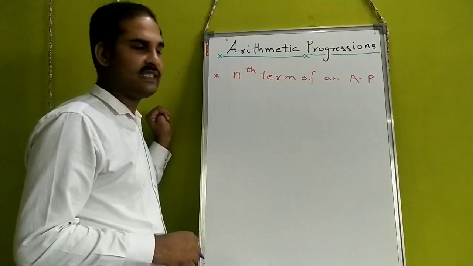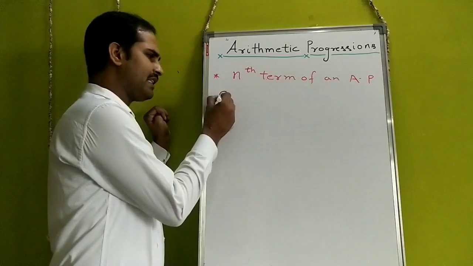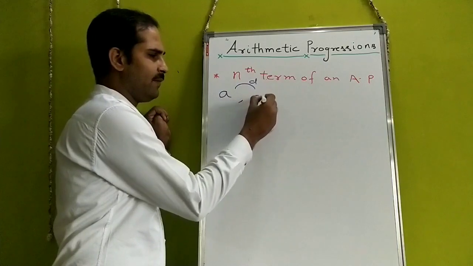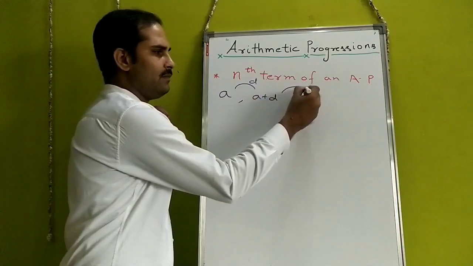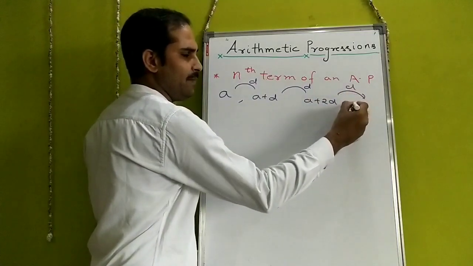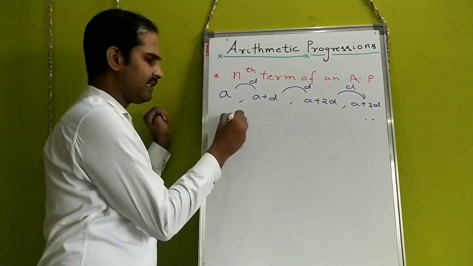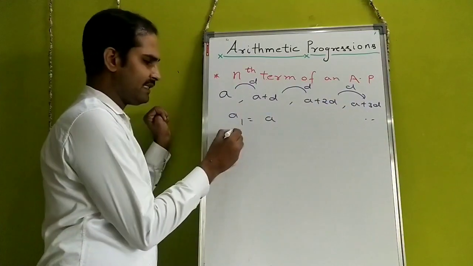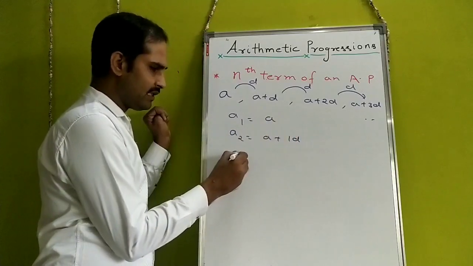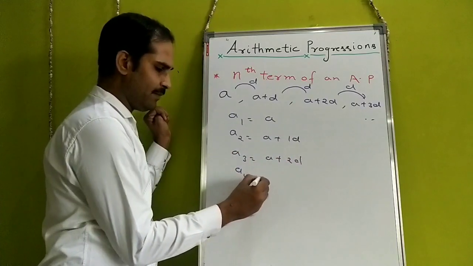We are going to find the general expression for the nth term of an AP. Let us suppose an AP starts from the first term a and with a common difference of d. Its second term will be a plus d, the third term will be a plus 2d and the fourth term will be a plus 3d. So we can write the first term a1 as a, the second term a2 as a plus d, that is 1d, the third term as a plus 2d and the fourth term as a plus 3d.